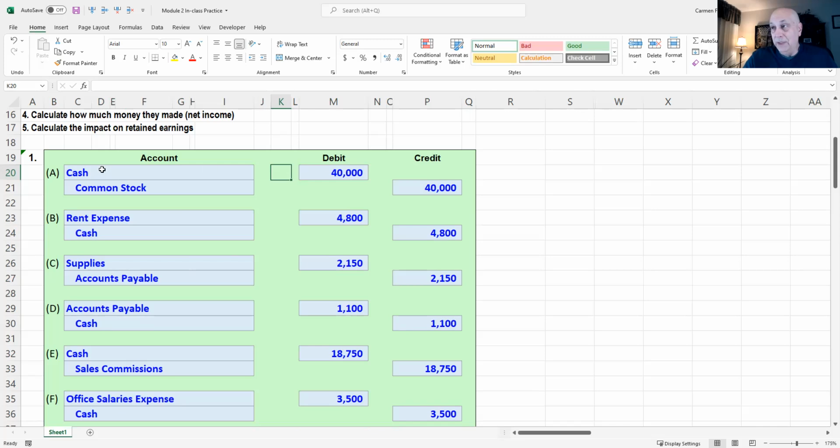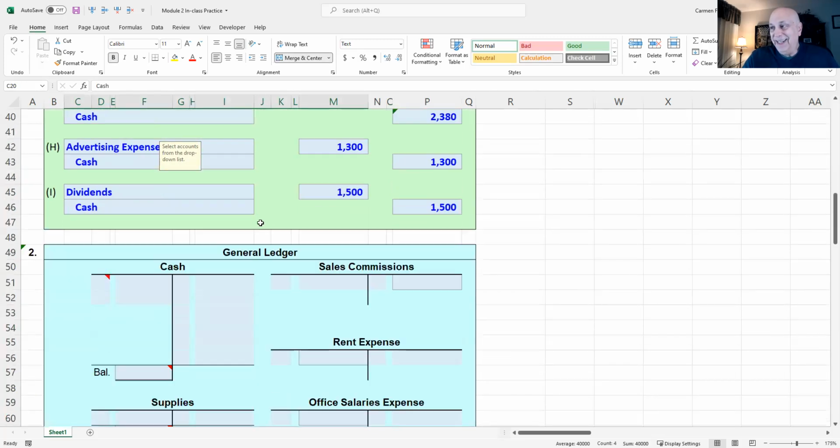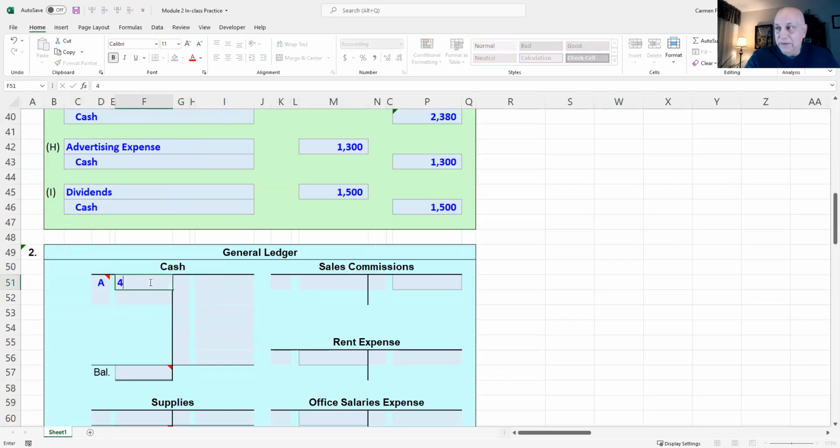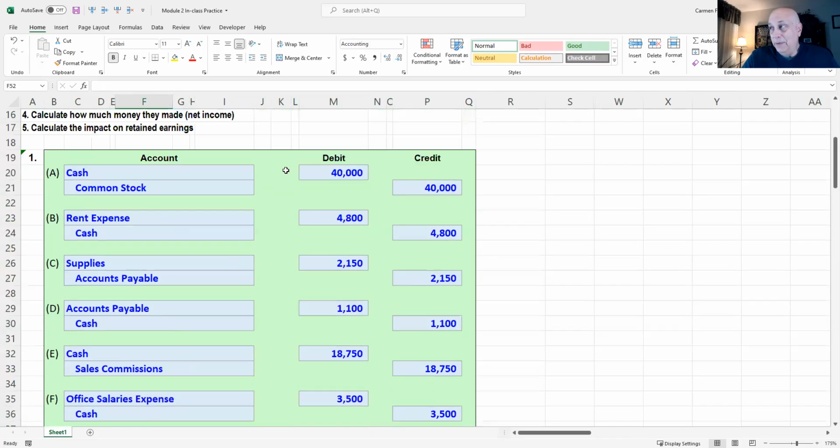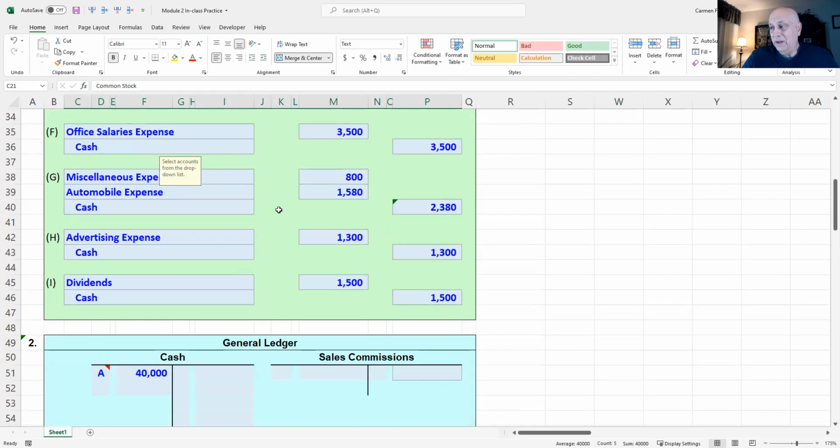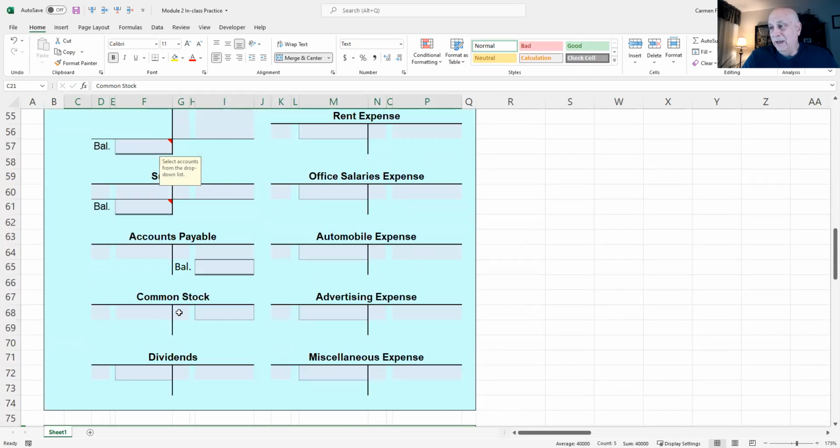We're going to take a look at this one here. We're going to post this $40,000 debit to cash. So we find the cash account, and it's transaction A, $40,000. We post the debit. Okay, so we took care of that one. Now we go to this one, common stock. We're going to post that credit of $40,000 to the common stock account. So we find the common stock account right here, transaction A, and we put the $40,000 in the account.